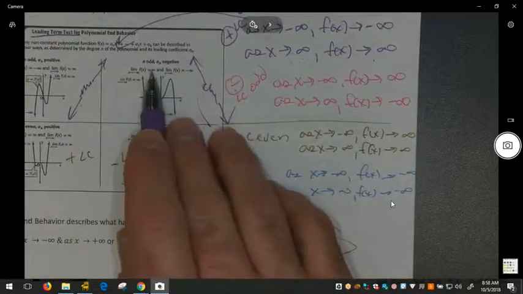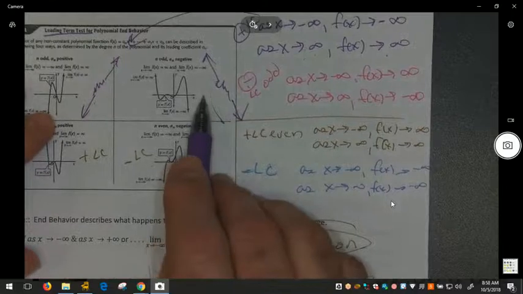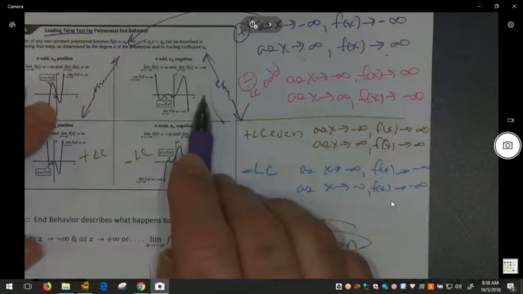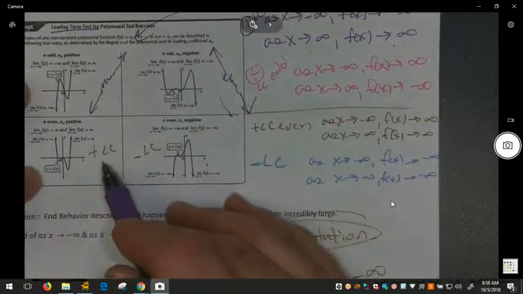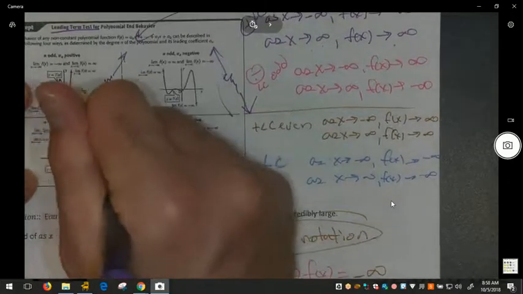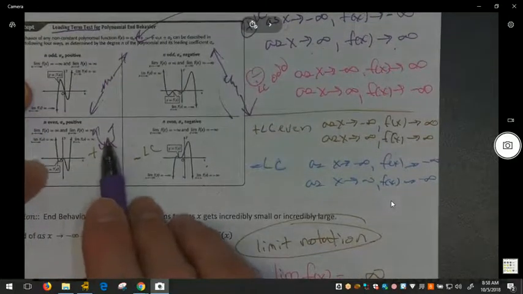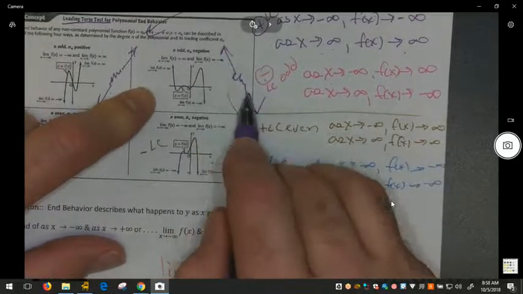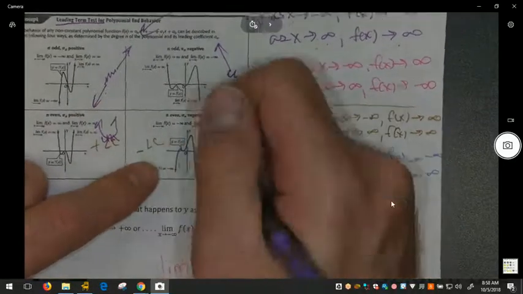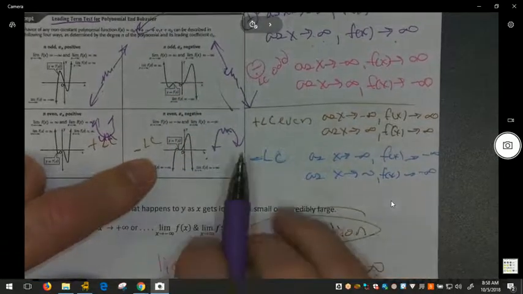Look at the highest degree. If it's even, you know the ends move together. If it's odd, they move in opposite directions. And then you look at the lead coefficient. If it's positive, you think of a positive slope, or in the case of an even, an open parabola, because it's going to have lots of twists and turns in there, but the ends behave just like a parabola. If it's negative for odd, you think of a line with a negative slope.